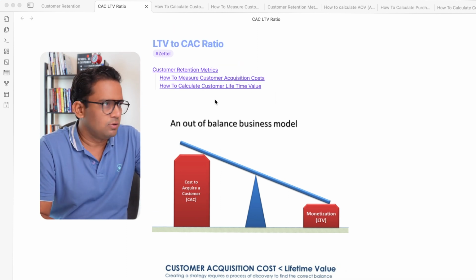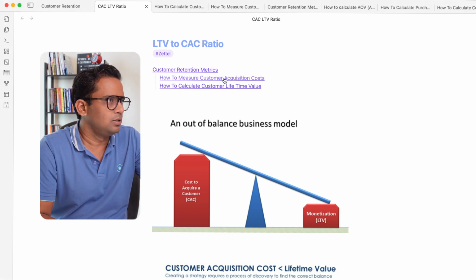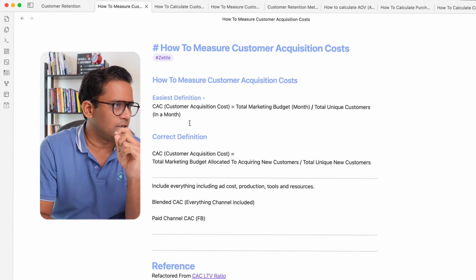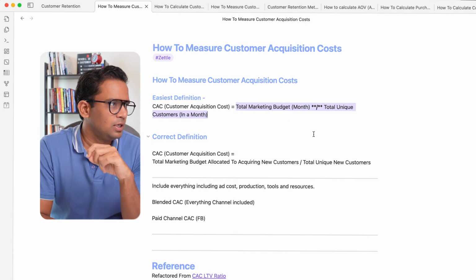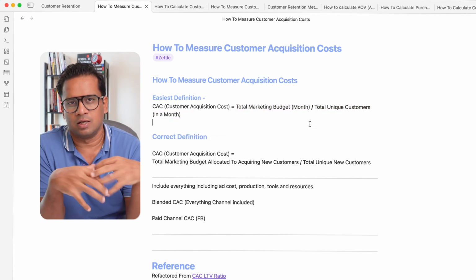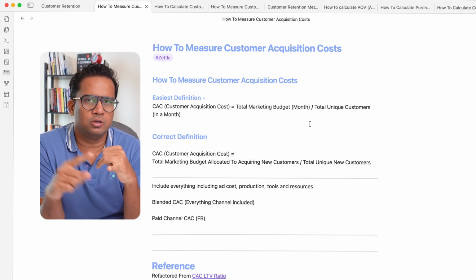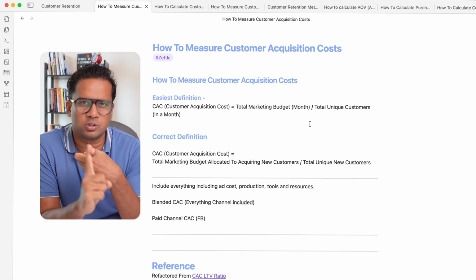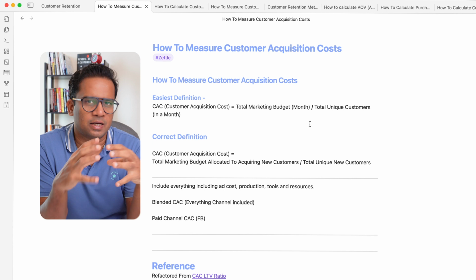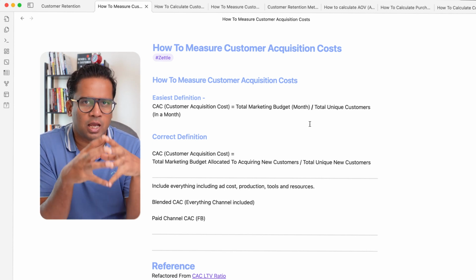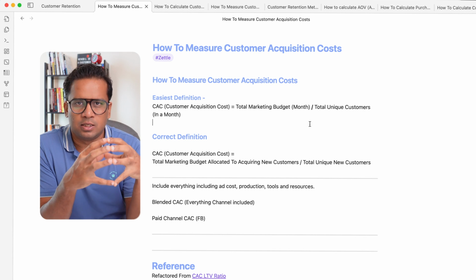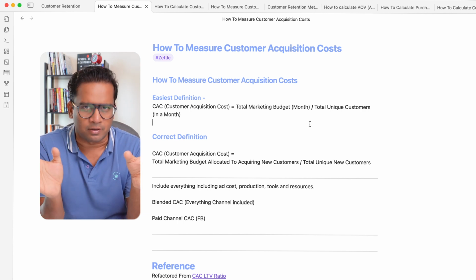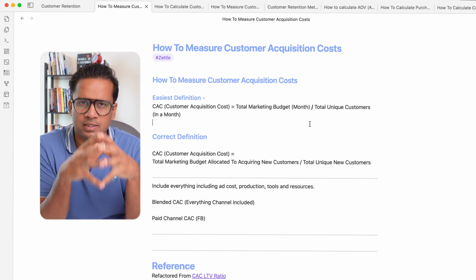So let's first go through how we calculate this. To calculate your customer acquisition cost, we look at the total monthly marketing budget divided by total unique customers in a month. That's a very crude definition. You look at all the budgets, which include your marketing spend, your overhead cost, your tools cost, your employees or resources cost, everything you are spending in the marketing department to acquire the customer, taken together, and total revenue of the store is taken, and you just divide them and you get a CAC. That's not an exact definition, but it's the easiest definition.